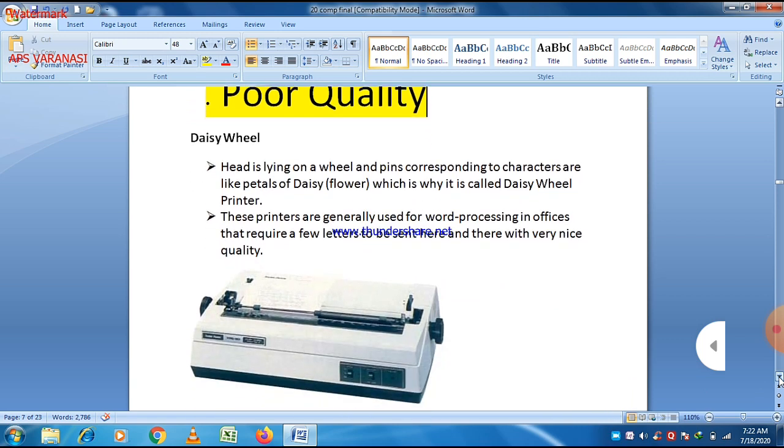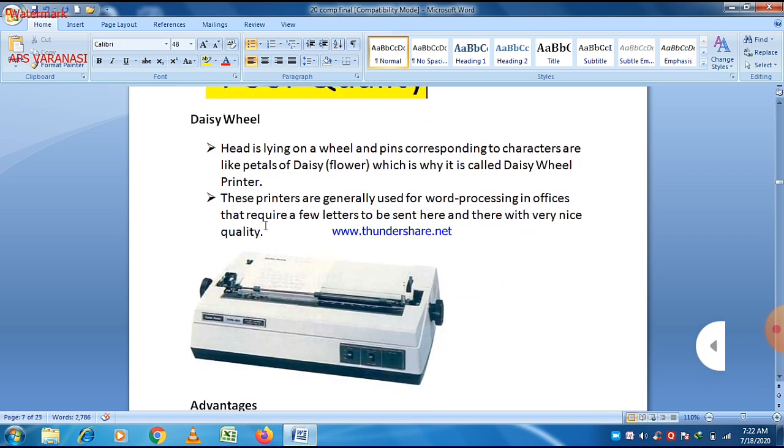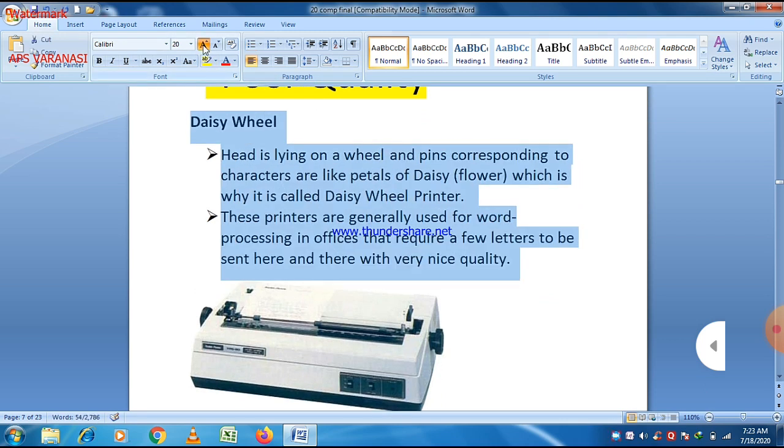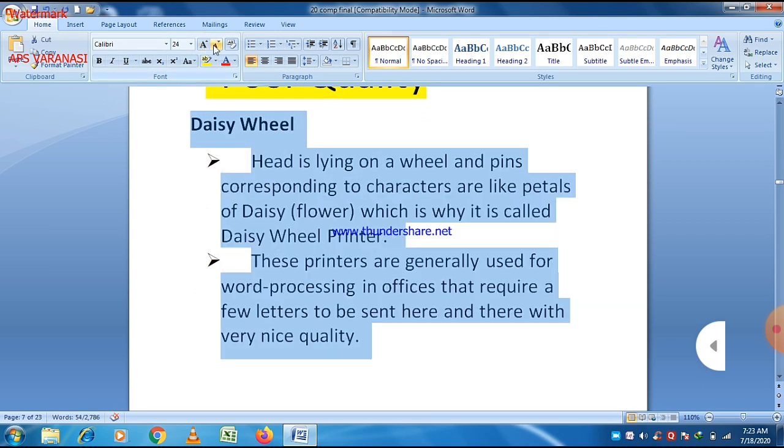Next is daisy wheel. So this is another impact printer here. In this, the head is lying on a wheel.